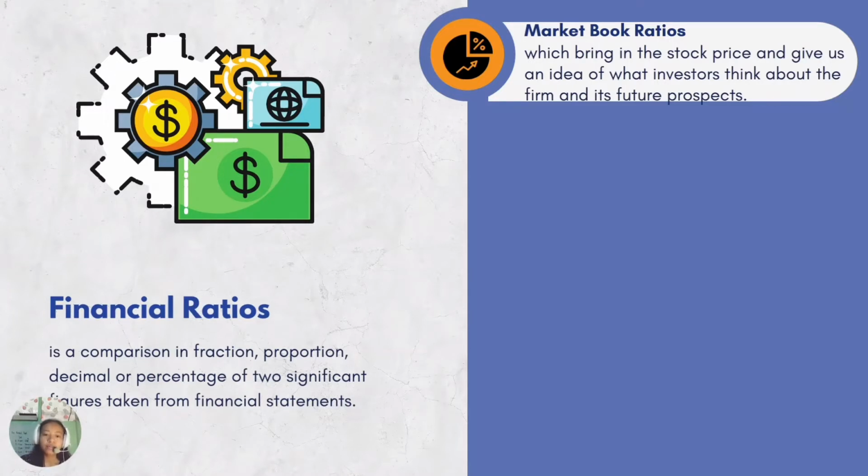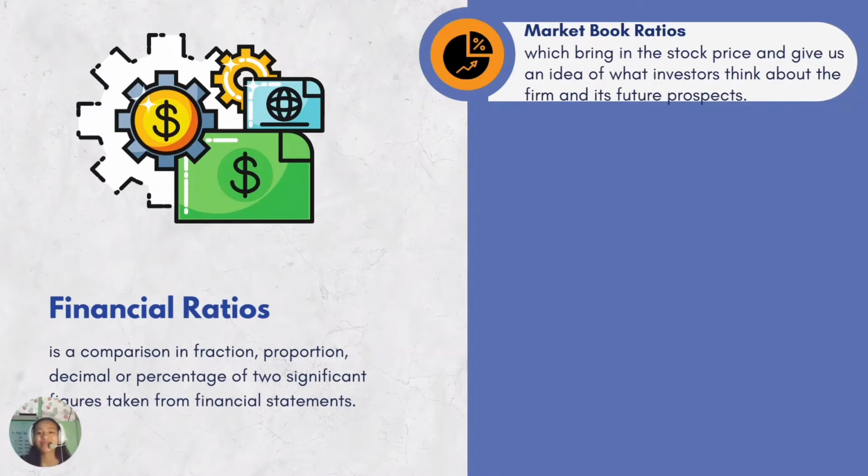So ayun nga, yung market book ratios, it tells us what investors think about the company and its prospects. These are usually used for listed companies registered in the Securities and Exchange Commission and also in a stock exchange. There are more categories of financial ratios other than these, but for the purposes of this discussion, we'll stick with what is in your book for common reference.